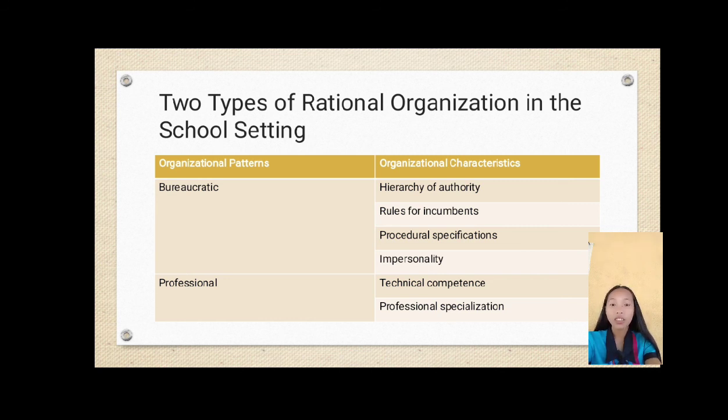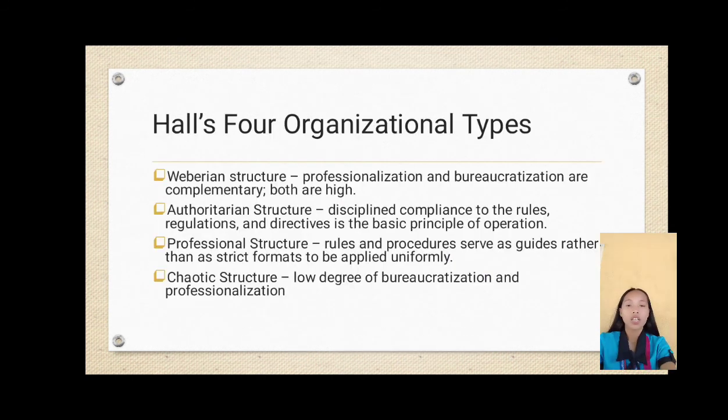To give you a little information on these 4 types of organizations, let us take a look at these descriptions in a variant structure. In the Weberian structure, professionalization and bureaucratization are complementary and both high. This pattern is similar to the ideal type described by Weber. That is why we call it the Weberian structure.